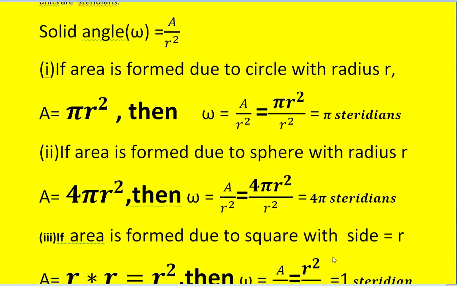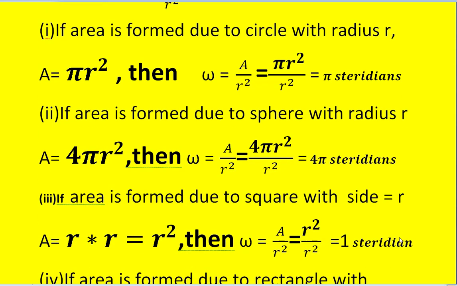Suppose take another case. Suppose the area A is formed due to the square with side R. In that case the area of the square is given by A is equal to R into R, that is R square. Then solid angle made by this square area at the point O or P is given by A divided by R square is equal to R square divided by R square. This R square is coming from the area of the square, and this is the radius of the sphere. So then we get here 1 steradian.